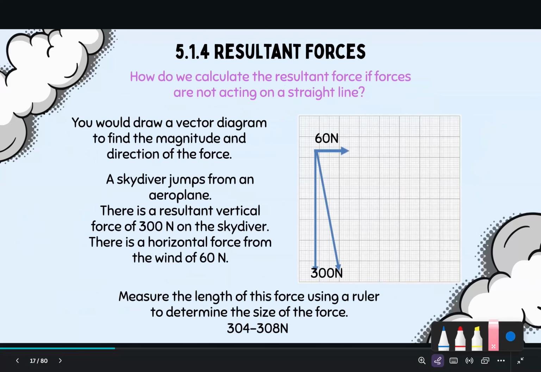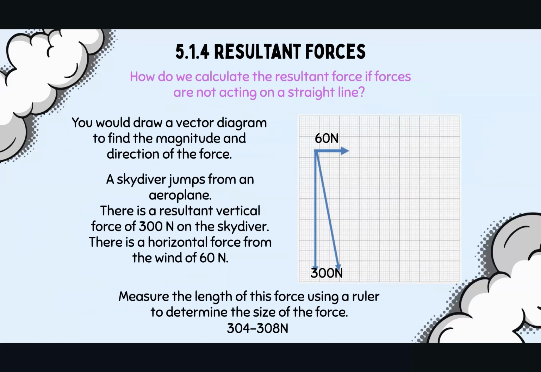Okay, this definitely needs to be understood. You would draw a vector diagram. So how do we calculate the resultant force if forces are not acting in a straight line? What would we do? You would draw a vector diagram to find the magnitude and direction of the force.